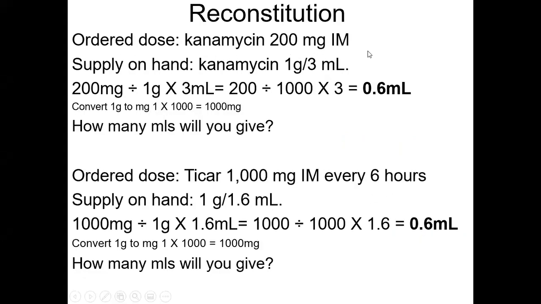Okay, so again, we had 200 milligrams ordered. On hand we had 1 gram per 3 mL. We took the 200 milligrams and would divide it by 1 gram, but you can't. You have to convert it. So we converted that 1 gram to milligrams. Now we have 200 divided by 1,000 times 3, and that gave us 0.6 mLs. On the next one, we had 1,000 milligrams IM every 6 hours. What we have on hand is 1 gram per 1.6 mLs. We converted the 1 gram to milligrams by taking 1 times 1,000. So now we have 1,000 divided by 1,000, and that gave us 1 times 1.6, which gave us a total dose of 0.6 mLs to administer.